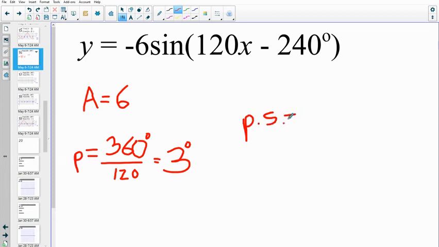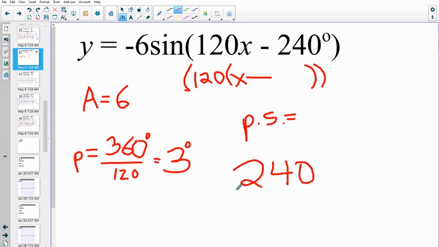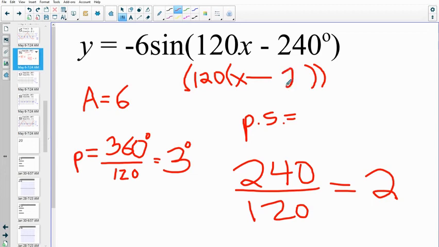And then finally, my phase shift. Ooh, I need to get this into factored form. If I factor out that 120, x minus something, same idea. Either look at this and say 120 times what would be 240, or think of this when I factor out that 120, we're factoring out by dividing that from both terms. So 240 divided by 120 gives me the phase shift of 2.